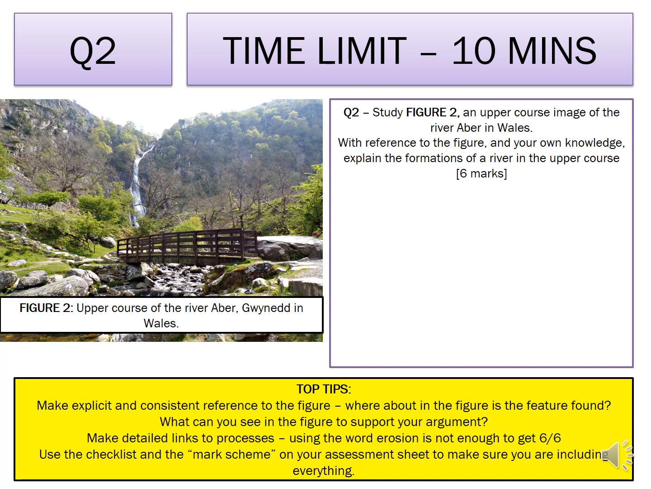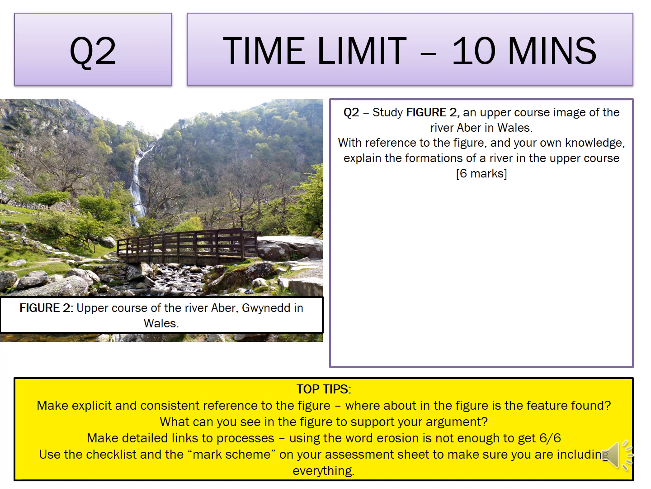Moving on to question number 2 then. If you look at the screen now, you have got a picture of an upper course of a river in Wales. Question 2 then asks you to study figure 2. With reference to the figure and your own knowledge, explain the formations of a river in the upper course.